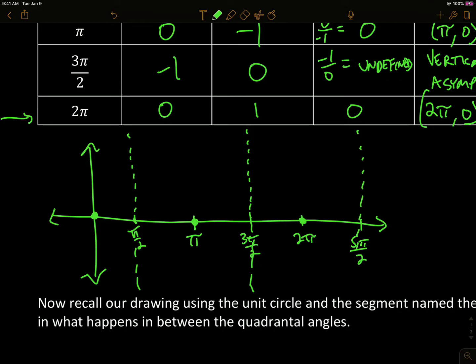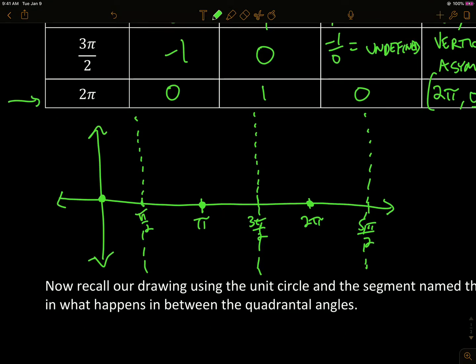So we can see that every time we get to one of these y-axis quadrantal angles, we're getting a cosine value of 0, which means we're dividing by 0, which means we get this vertical asymptote. And that happens every pi units. And a similar thing happens with the x-axis quadrantal angles. The y value keeps becoming 0 every time we hit those.